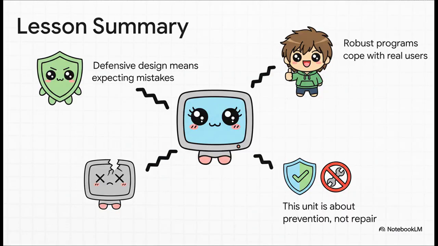So, to wrap it all up, number 1, robust programs are built to cope with real, unpredictable users. 2, the way we do this is with defensive design, which means programming with the expectation that mistakes will happen. 3, a lack of robustness is what leads directly to crashes or incorrect output. And finally, and this is the most important point of all, this topic is all about the prevention of errors, not about repairing them after they happen. That is the heart of building robust programs.